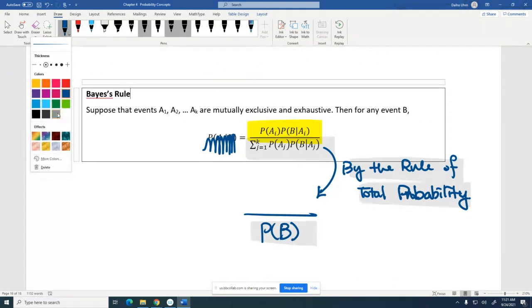Please look at the numerator, the upper one. It is a multiplication: probability of A. Now it has the index of I, but please ignore the index of I. It is the probability of A times the conditional probability of B given A. Have you ever seen that kind of multiplication before?